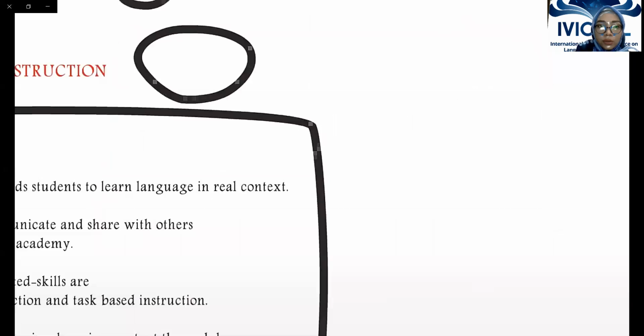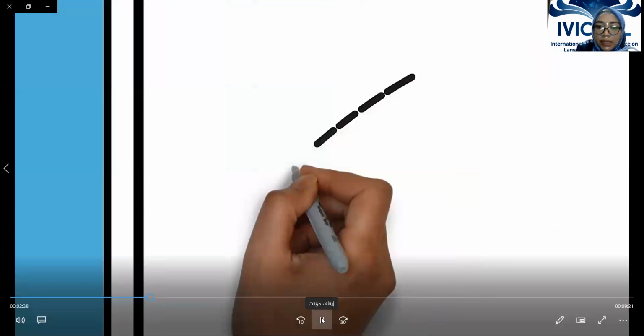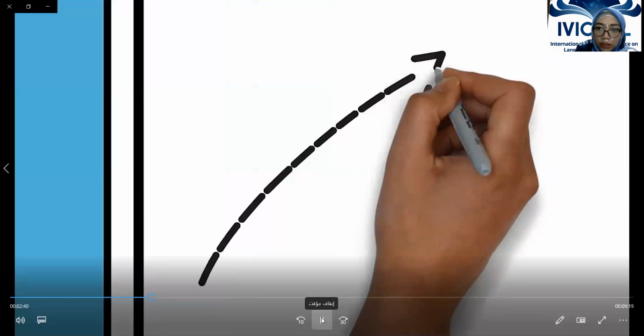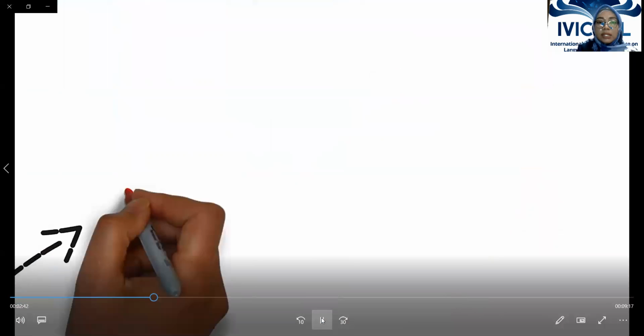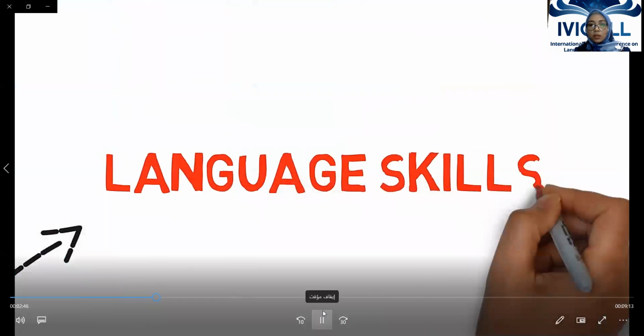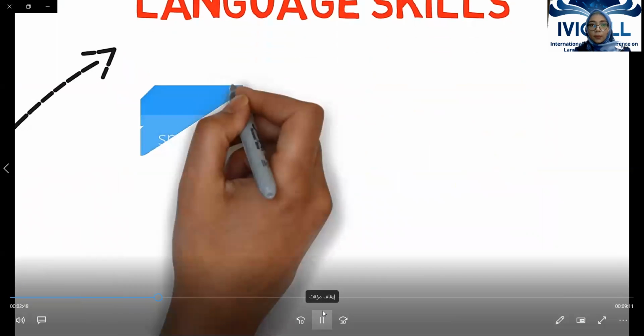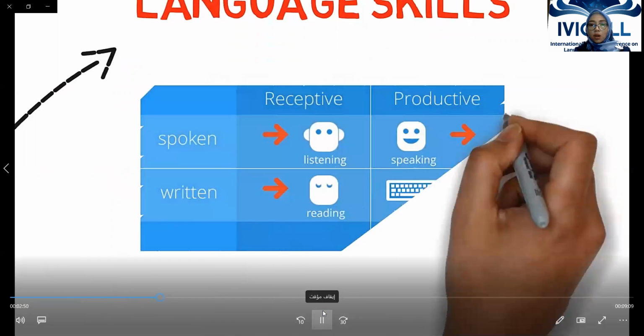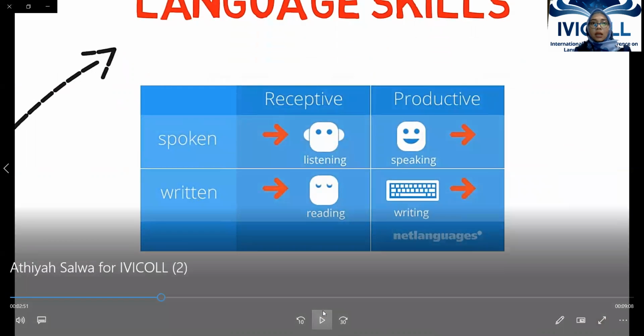Now we'll move into the language skills themselves. As we already know about the language skills, I will give you some glance information about them. This is a picture of the kinds of language skills. The first one is the receptive skill in the spoken area, that is listening.